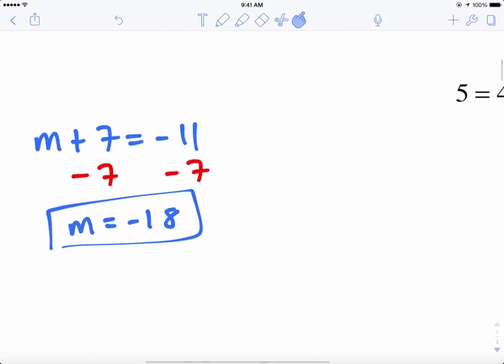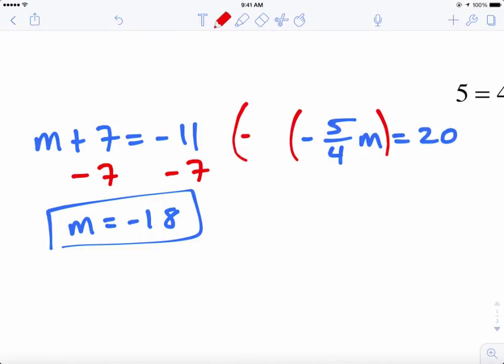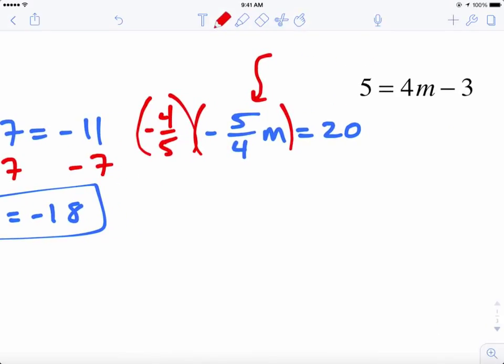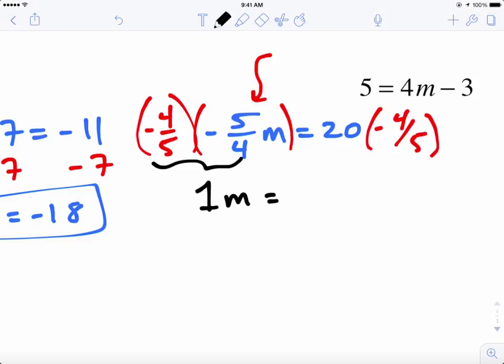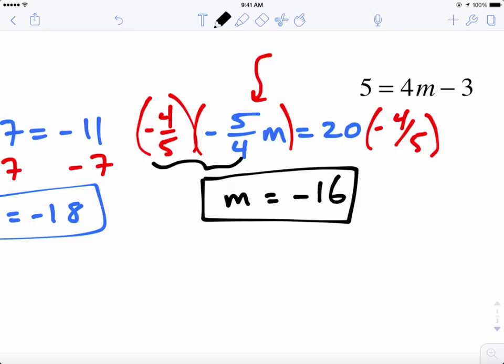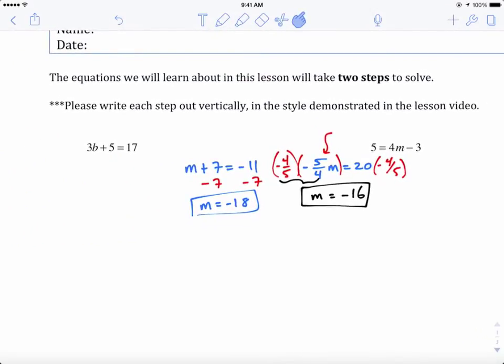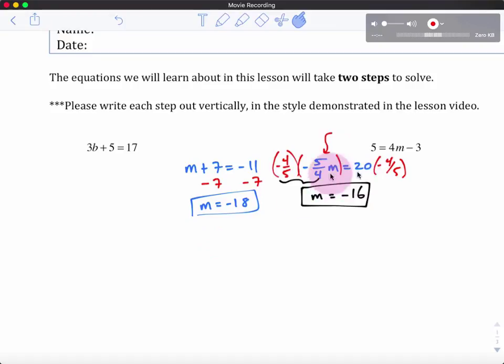Or perhaps a multiplicative one-step equation in which negative 5/4 times m was equal to 20, in which case all we had to do was multiply both sides of the equation by the multiplicative inverse of this coefficient, in this case negative 4/5, and we would end up with a new equation in which, of course, these two multiply to 1. We'd end up with 1m equals negative 16, and so our solution in that case was m equals negative 16. But note that both of these required just one step of either addition and subtraction or multiplication and division.